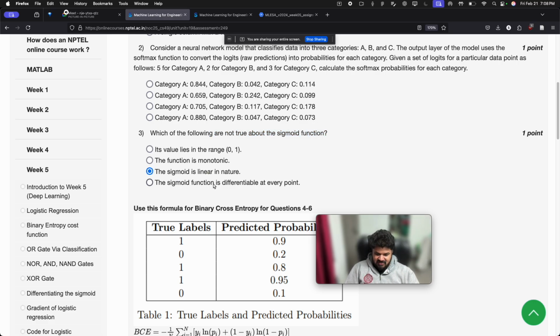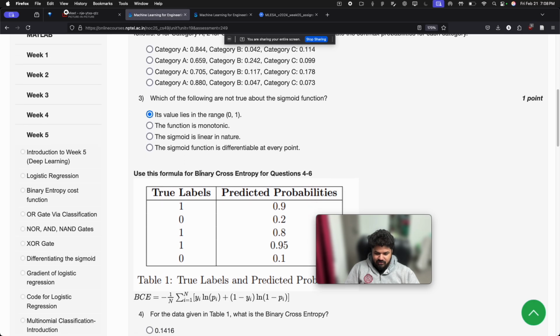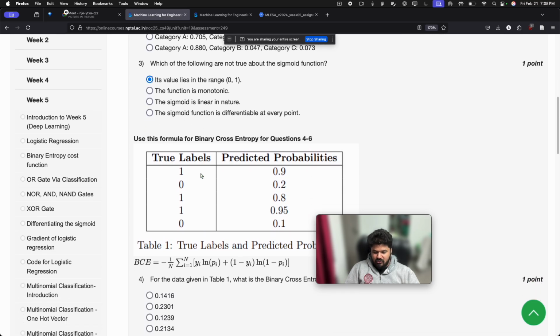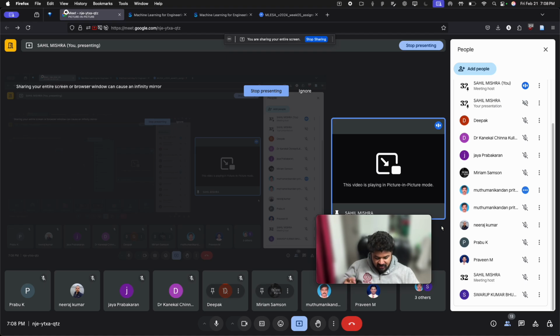Is it linear in nature? Is it differentiable at every point? Is it monotonic? Is its range... I have discussed the range. These are all options which you have to find out. Is it monotonic? Is it strictly monotonic? These are all things you have to take care of while solving this question. Can anyone tell me the difference between monotonic and strictly monotonic?